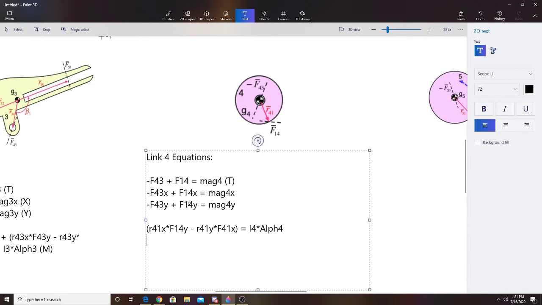So moving on to link 5, right? So this is all our equations. Let me go ahead and label these.